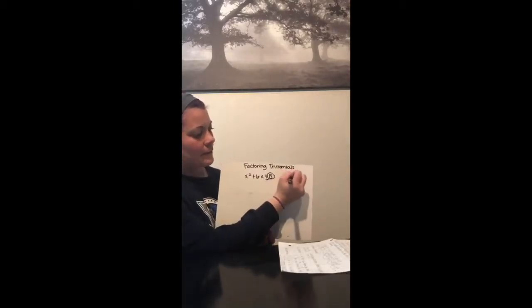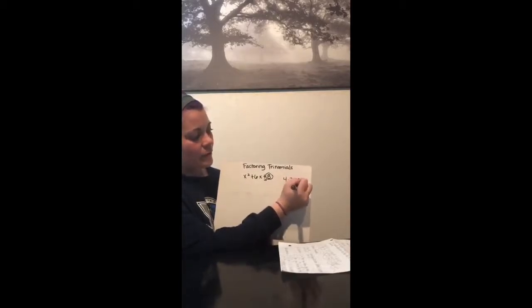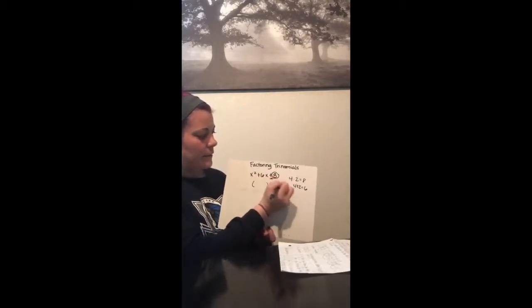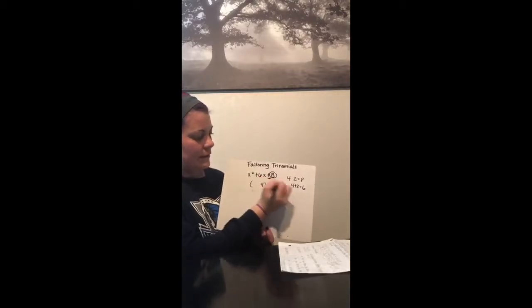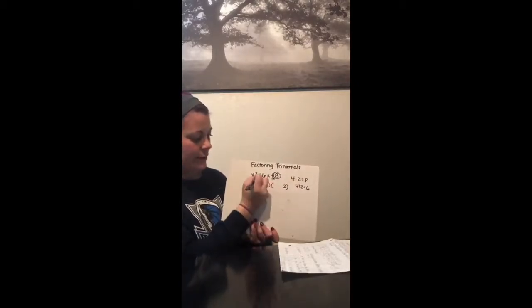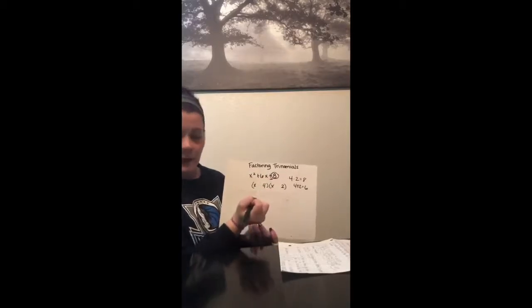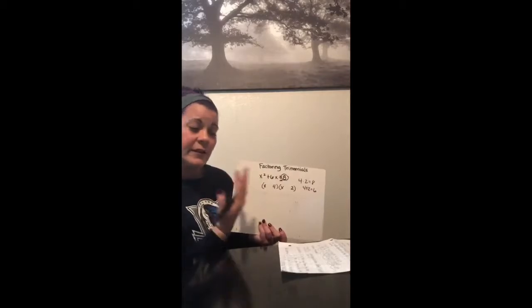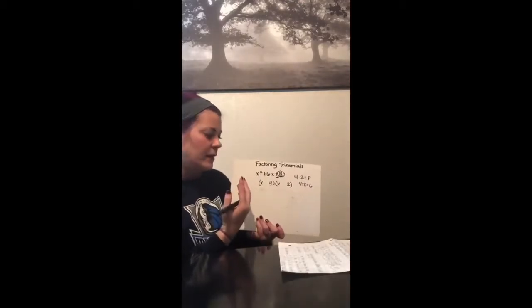Well, I know in my head 4 times 2 gives me 8, and 4 plus 2 gives me 6. So those are the two numbers I'm looking for. So in my binomials, I know that these two numbers are going to be 4 and 2, and obviously the square root of x squared is still just x. So now I just got to figure out what operation goes in there. Is it addition or subtraction?